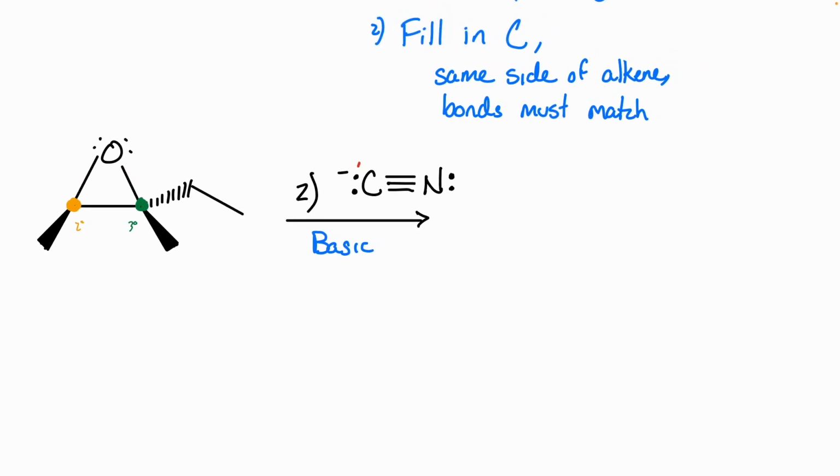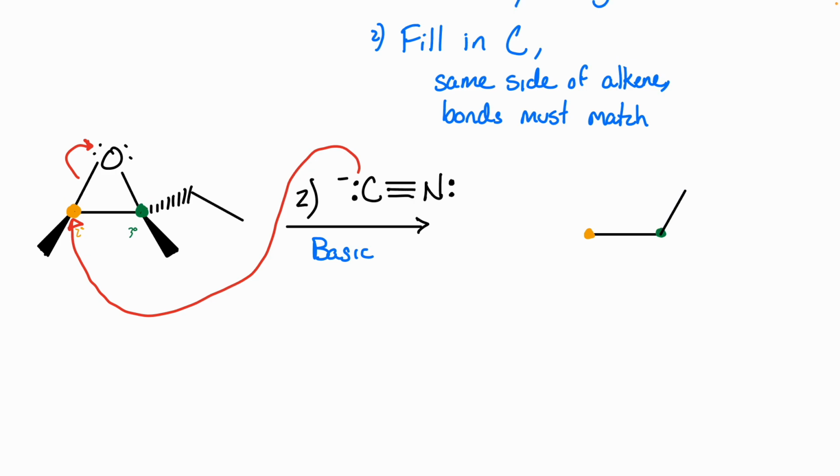All right, I'm not going to do the full mechanism, but I am going to illustrate how we have this backside attack and our ring opening. So when I draw my epoxide here, I'm going to draw, again, starting with those same two carbons. My tertiary carbon is what held on to that oxygen, whereas that secondary carbon is what my nucleophile was added to.